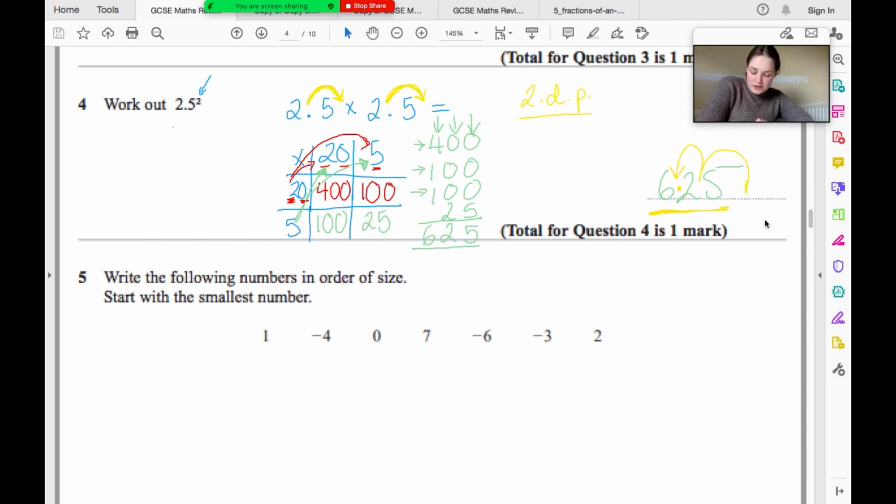Okay then, on the next question, it wants you to write the following numbers in order of size, starting with the smallest. Now, when you're doing negative numbers, again, there is a video on that if you want to go back and refresh yourself. The larger the negative number, the smaller it is. Or if you like to think of it in terms of temperature instead, the larger the negative number, the colder it is. So if the negative number is like this one, -6, that is colder than -3, which means it's smaller than -3.